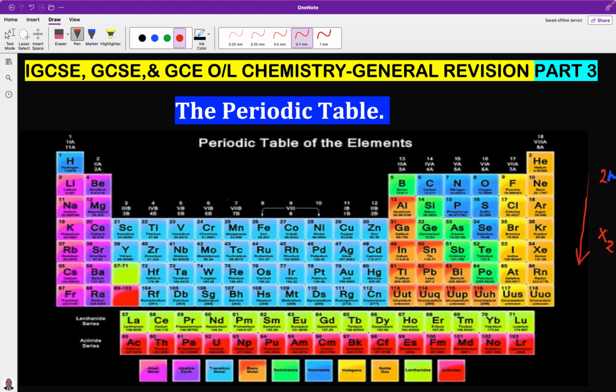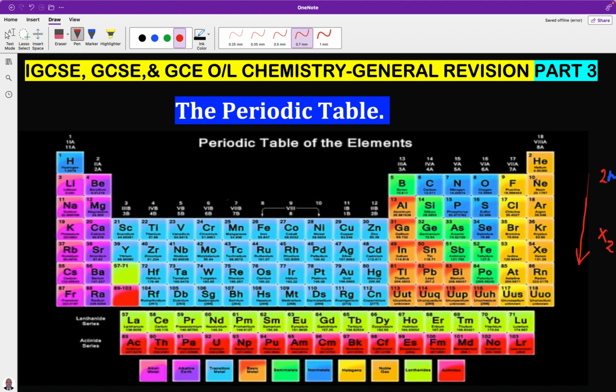Elements in group 3 or group 13 have three electrons in the outermost shell. Group 4 or group 14 have four electrons. Group 15 or group 5 have five electrons. Group 16 or group 6 have six electrons in the outermost shell, or six valence electrons. Then group 7, group 17, which we call the halogens, have seven electrons in their outermost shell. And group 0 or group 8 have all eight electrons in their outermost shell.